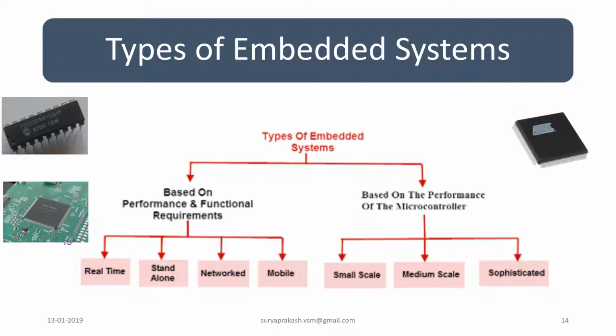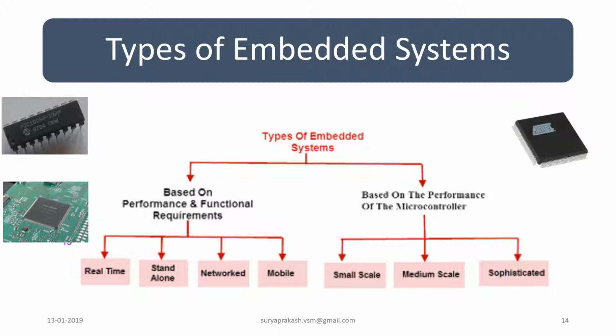The types of embedded system. We can classify the embedded system based upon two basic differences: based on the performance and functional requirement, and based on the performance of the microcontroller. For example, based on the performance and functional requirement, we can classify it in terms of real-time, standalone, networked, and mobile systems. Based on the performance of the microcontroller, we can classify it as small scale, medium scale, and sophisticated.